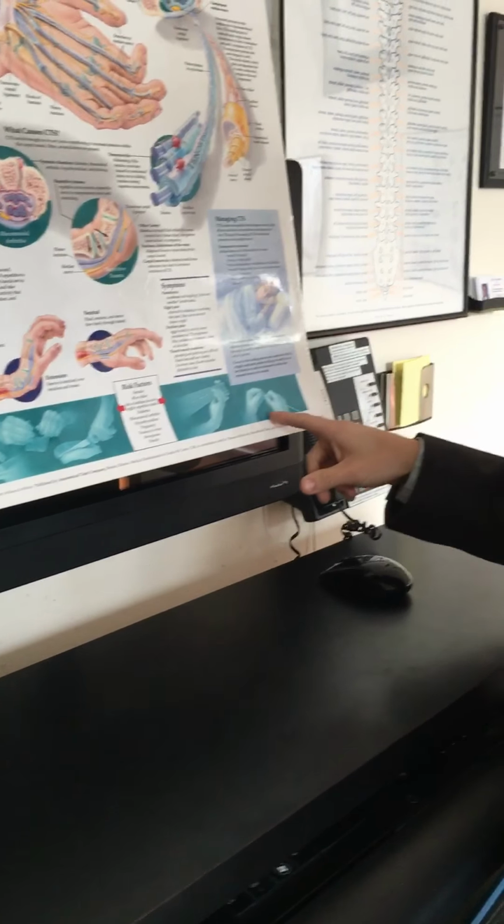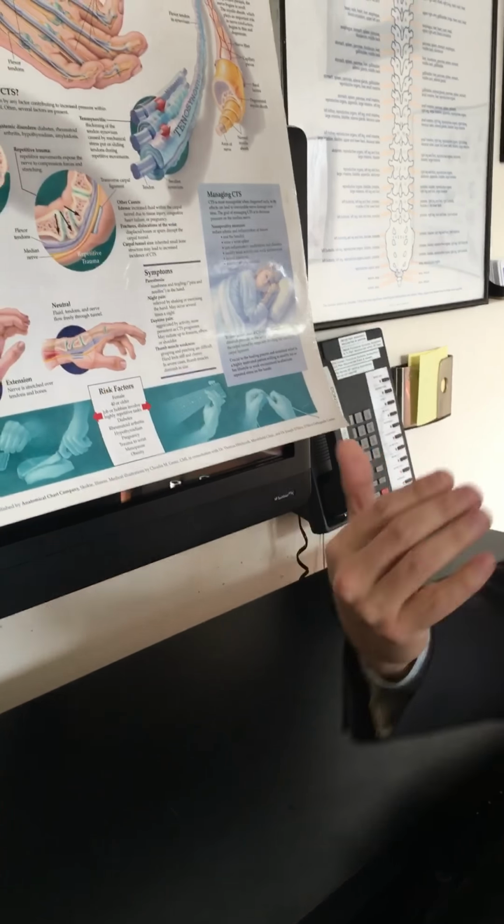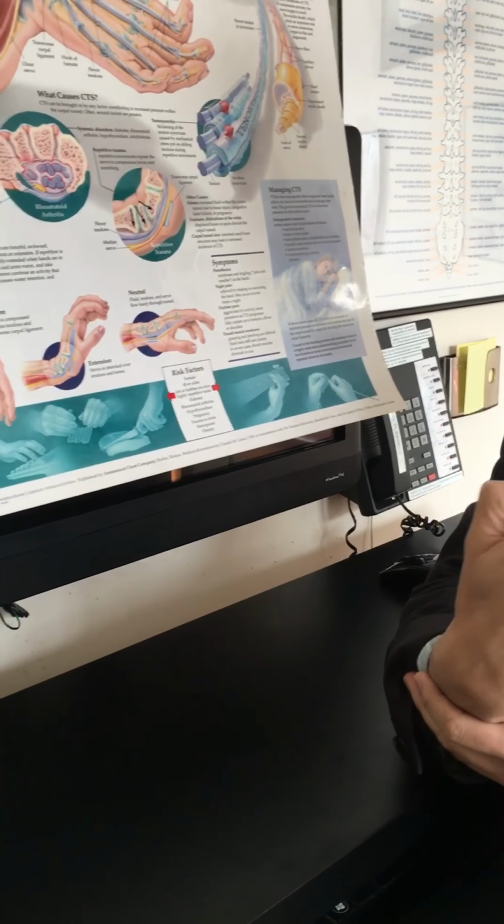We can see a picture here of somebody knitting. We could see somebody playing guitar. You have your hand in a very awkward position. So when you do this for a long period of time, you are bound to trap the nerve. And that's when people get the carpal tunnel syndrome symptoms.